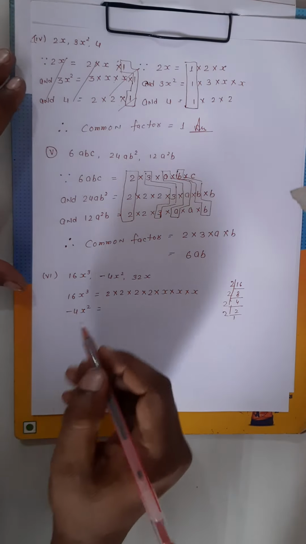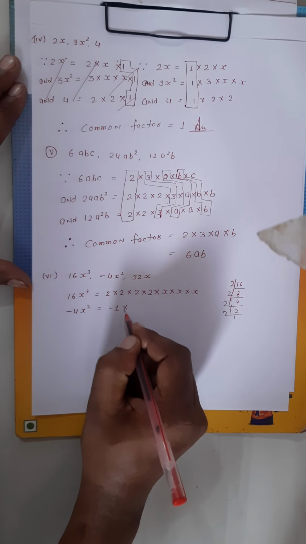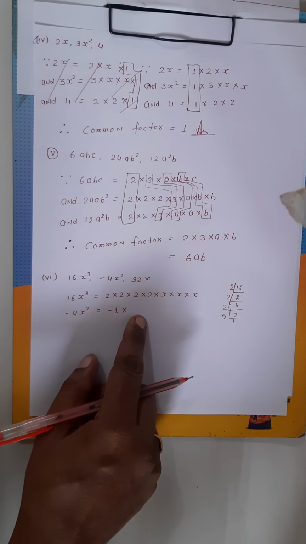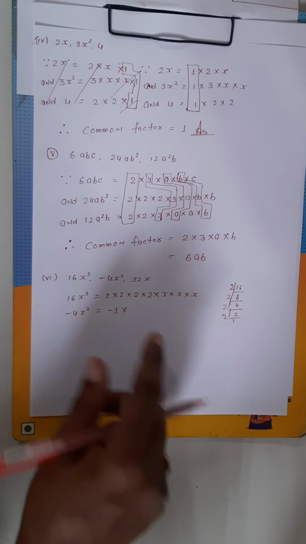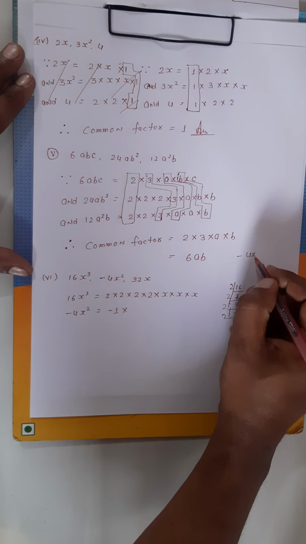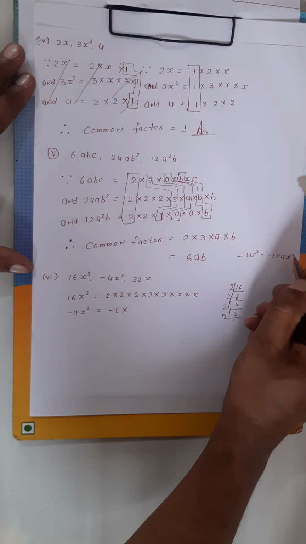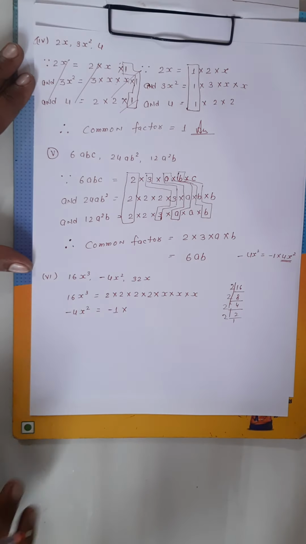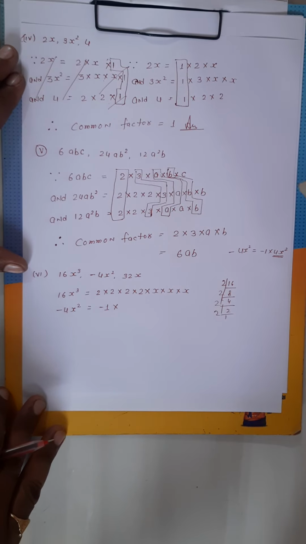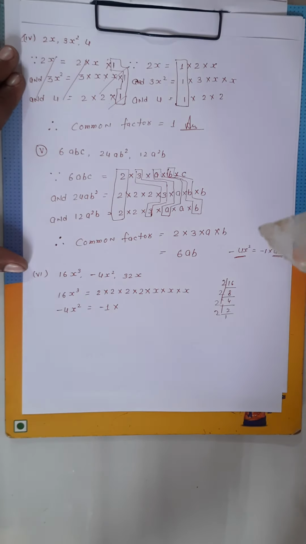Okay, so if we write minus 1, then what will happen? Minus 1 into 4x square, we can write these things. We can write minus 4x square as minus 1 into 4x square. These are the same: minus 4x square is equal to minus 1 into 4x square.